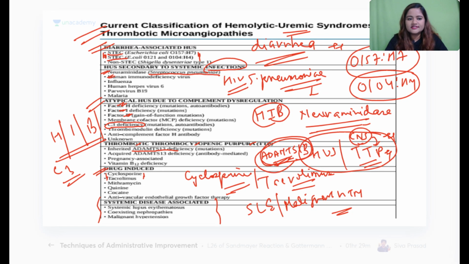So HUS के causes में सबसे important क्या है, diarrhea associated HUS, which is caused because of STEC, that is your E. coli strains। दो strain के नाम याद रखने हैं आपको, O157H7 and O104H4, ठीक है। After this you have other important causes which can lead to HUS.